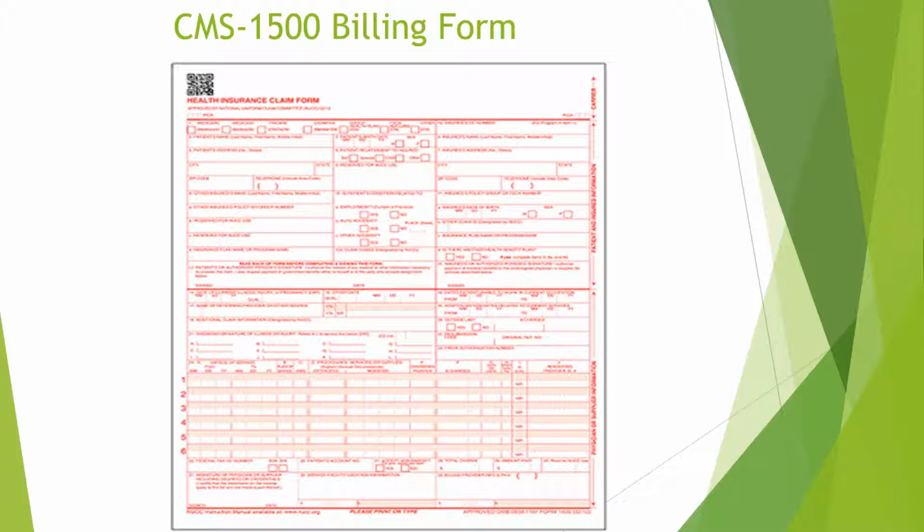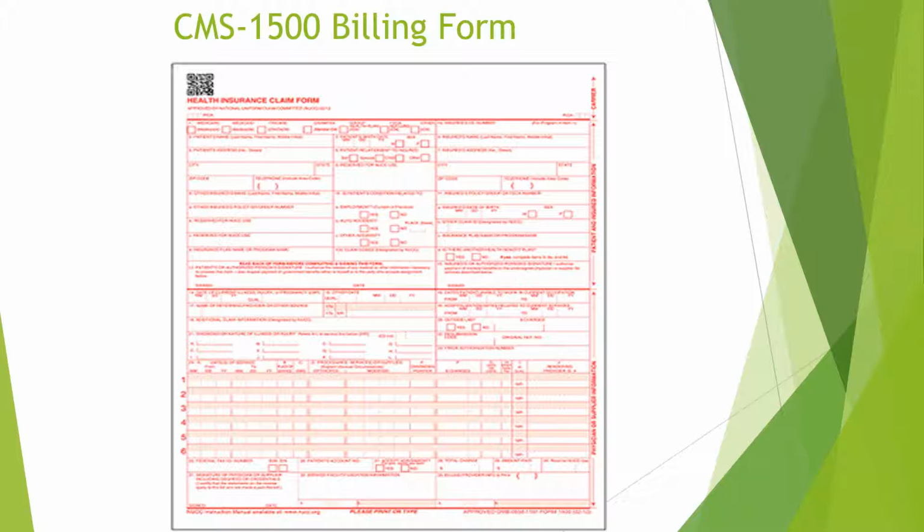In box 23, you would put in the prior authorization number if the claim needed to get prior authorization for the services that were performed. In box 24A, you would need to put in the date of service, which is when the services were rendered. In box 24B, you will put in the place of service code, which in our office, the code would be 11, which is a physician office code.